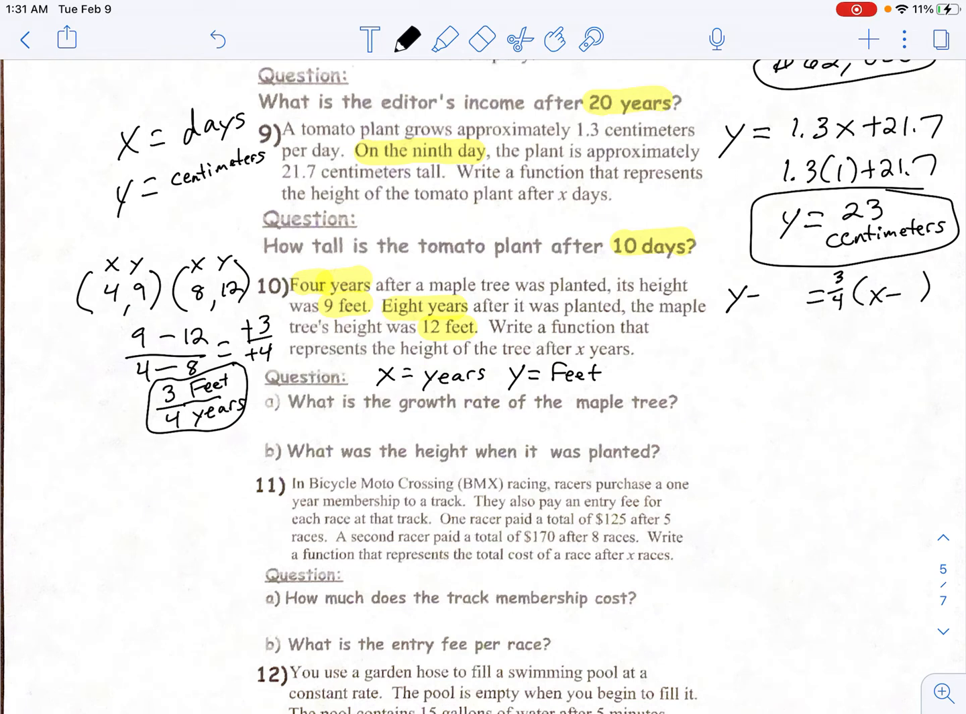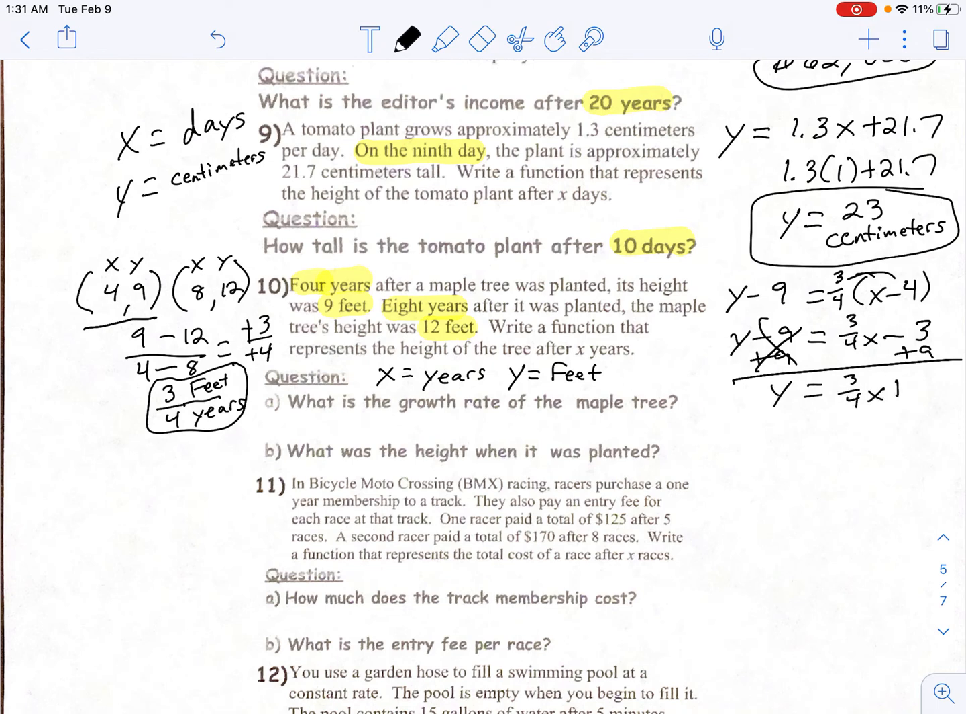So we're going to come over here, and we're going to plug in 3/4. And then I'm going to choose one of my 2 points to plug in. I'm going to go with this one because it's the smaller numbers. X by the x, y by the y, and then solve, meaning you're going to distribute. So 3 over 4 times x is 3 over 4x. 3 over 4 times negative 4 is negative 3. Drop this down. Add the 9 to the other side. Y equals 3 over 4x plus 6. So there's my equation. And now I can answer any of my questions.